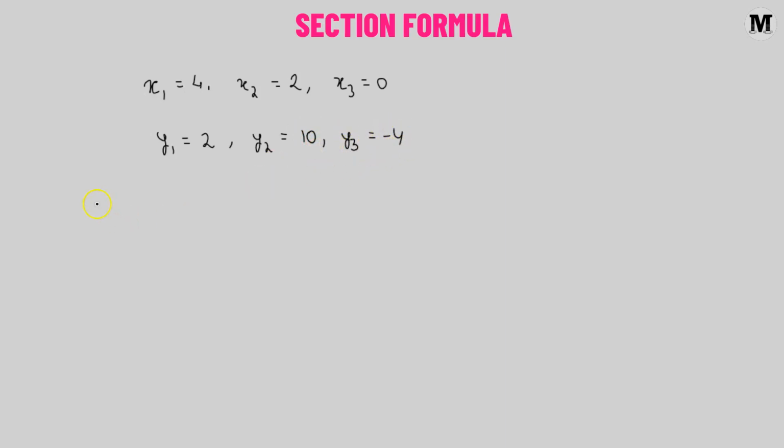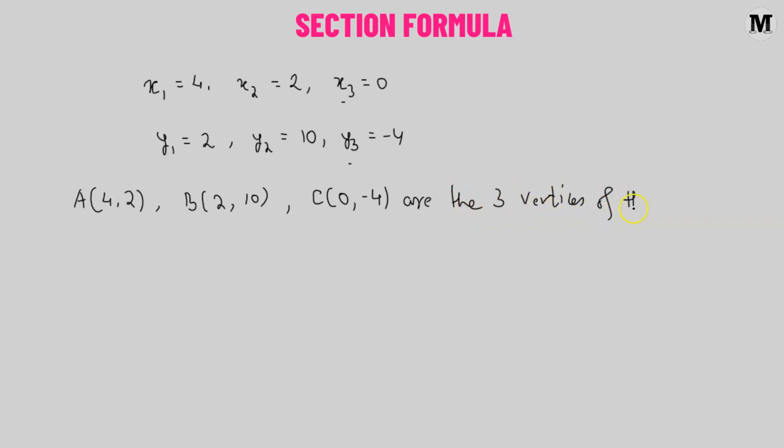Since we have to find the coordinates of the vertices of the triangle, A corresponds to x1, y1, so its coordinates are going to be 4, 2. B is going to have the coordinates x2, y2, so that will be 2, 10. And then we have the vertex C, it's going to have the coordinates x3, y3, so we have 0, -4. So these are the 3 vertices of the required triangle. So we have successfully obtained the vertices of the given triangle whose midpoints were given.